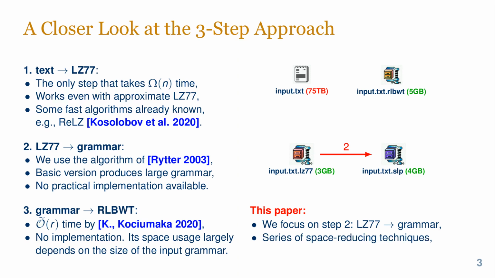Our contribution is a series of space-reducing techniques that significantly lower both the working space of the algorithm as well as the size of the final grammar of Rytter's algorithm. We have also implemented the proposed algorithm and experimentally compare its performance to the existing elements of the pipeline, as well as one of the fastest algorithms that constructs the output RLBWT directly from the text.